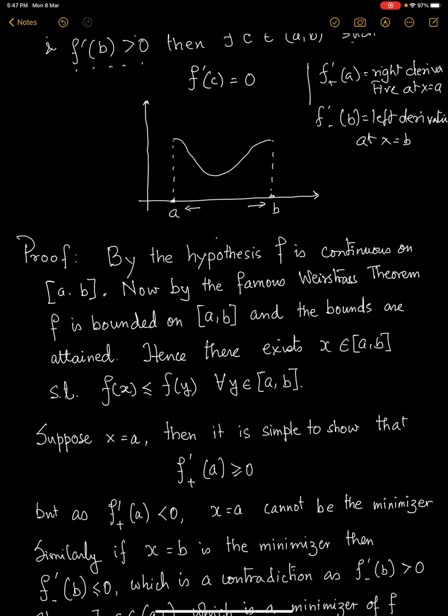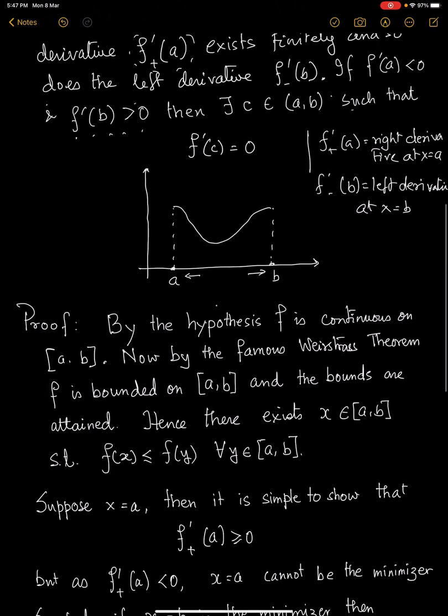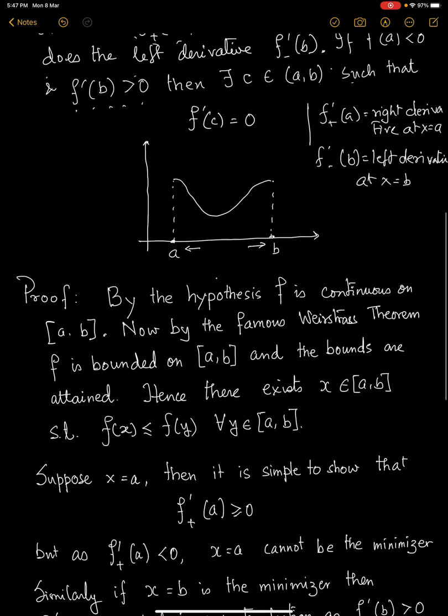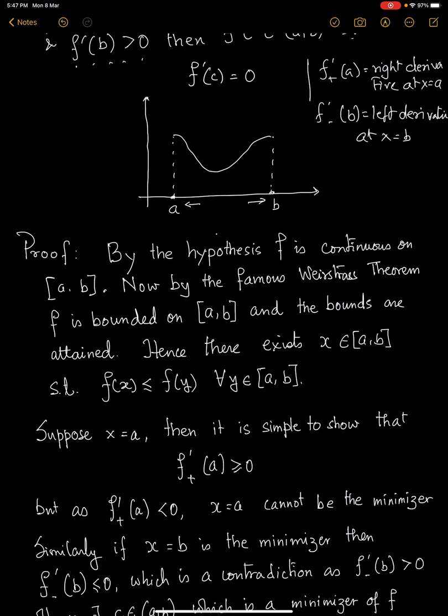So we will just take the minimizing value. We are choosing the minimizing value because of the sign that we have chosen. If it was a different sign, we would have chosen the maximizing value. So it's bounded on [a,b] and the bounds are attained. So there must be an x in [a,b] such that f(x) is less than or equal to f(y) for every y in [a,b]. That's the minimizing value.